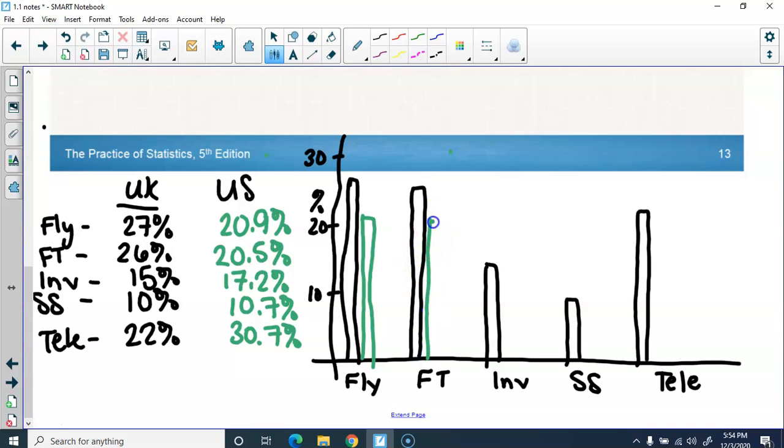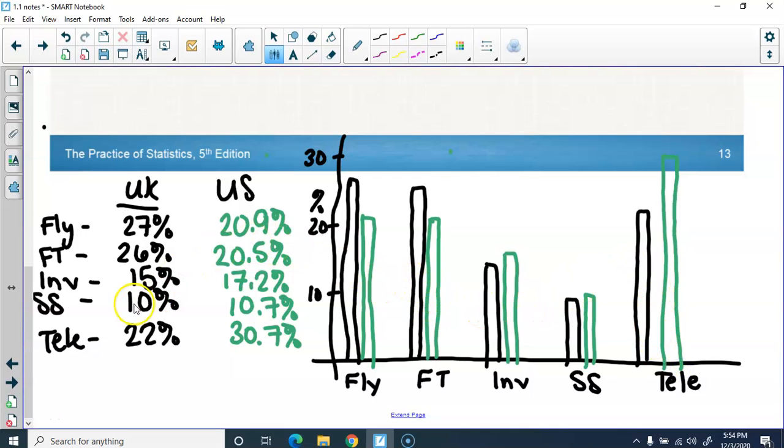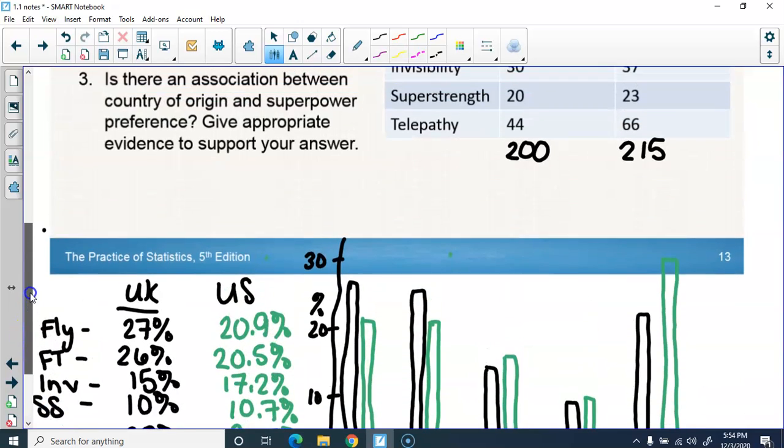Freeze time. Invisibility, a little bit higher here. Super strength. And telepathy, that one's a pretty big jump. That one's over 30. Okay, so there's my very interesting bar graph.